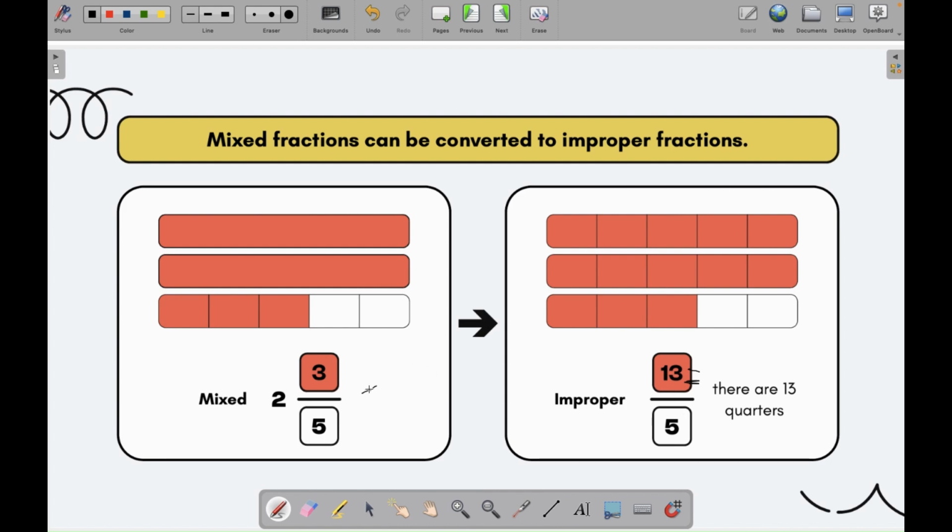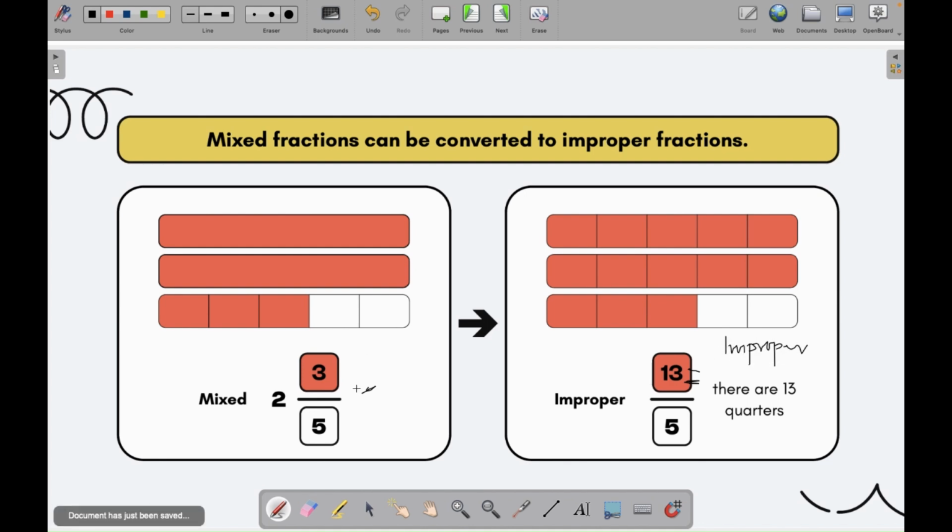So this one was a mixed fraction. And if you notice, this fraction is not a proper fraction. Why is it not a proper fraction? Because the numerator is greater than the denominator. For a proper fraction, the numerator must be smaller than the denominator, which is not the case. So this is an improper fraction.